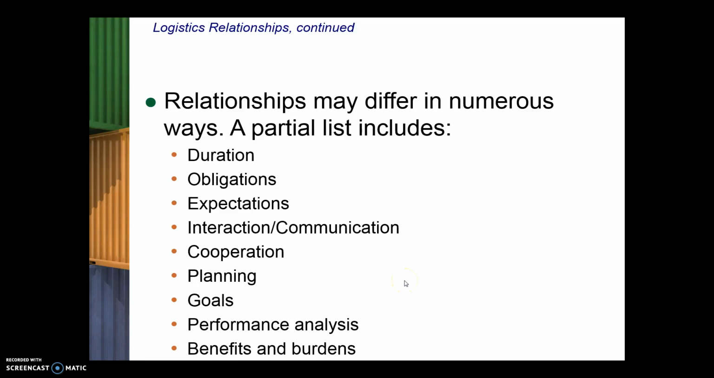Sometimes those relationships differ in a lot of ways. We look at things, as you can see, like duration, cooperation, planning, and goals. That's not an extensive list, but those are the major ways in which relationships can differ between companies and suppliers.